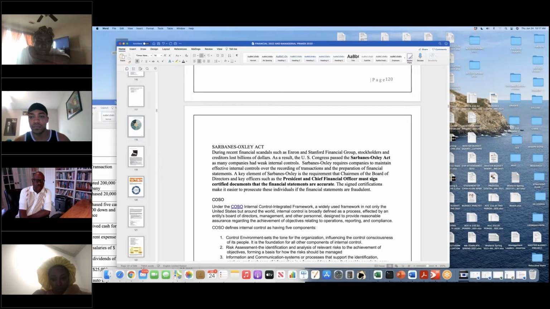And so what they did was to require the president and chief financial officer to certify that the financial statements are accurate. And once they make that certification, if the statements are not accurate, then they can more easily be sent to jail because they've signed a statement saying that.